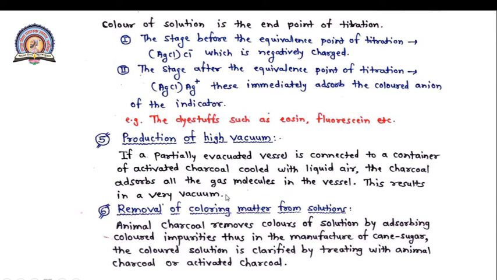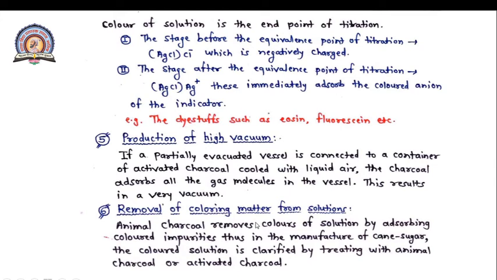Then removal of coloring matter from solution. Animal charcoal removes the colors of solution by adsorbing colored impurities. Thus, in the manufacture of cane sugar, the colored solution is clarified by treating with animal charcoal or activated charcoal.